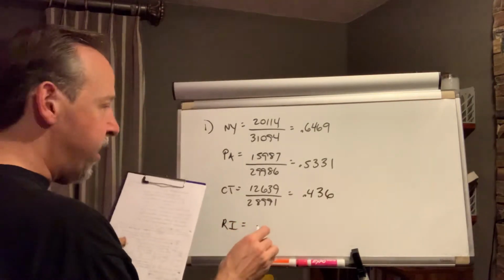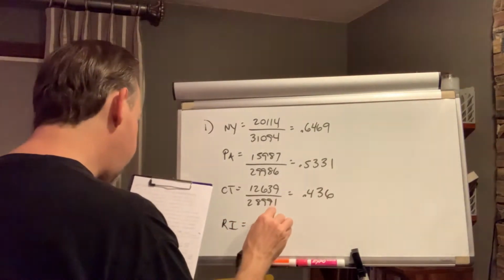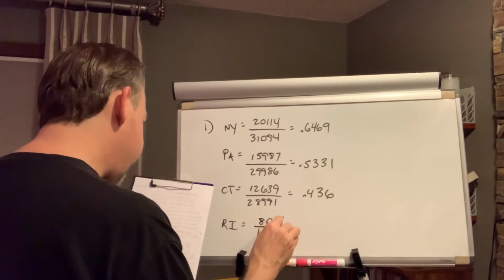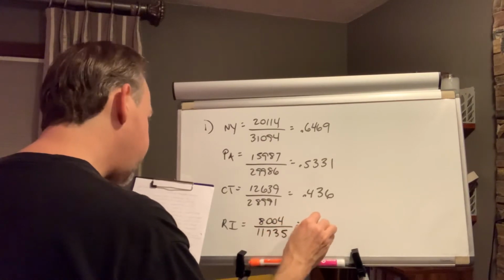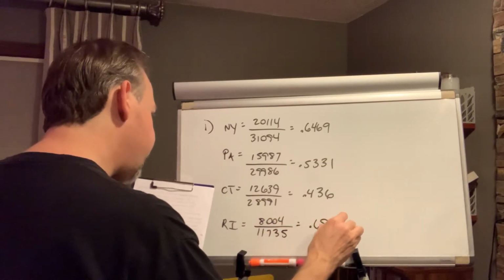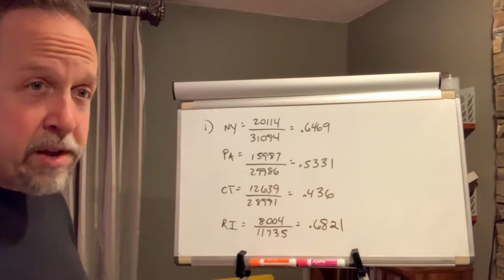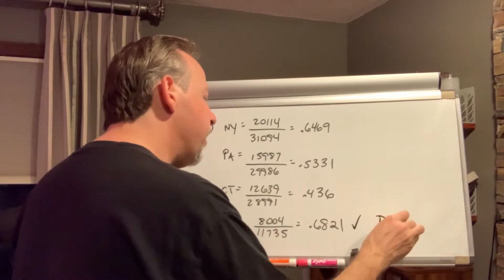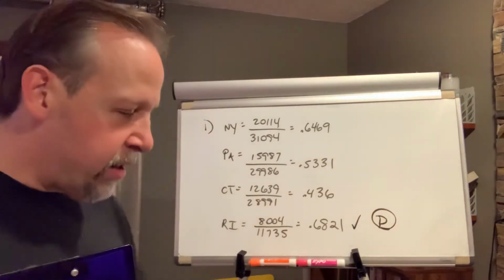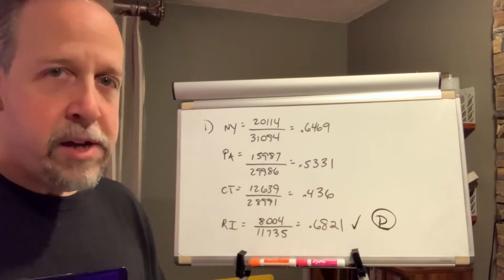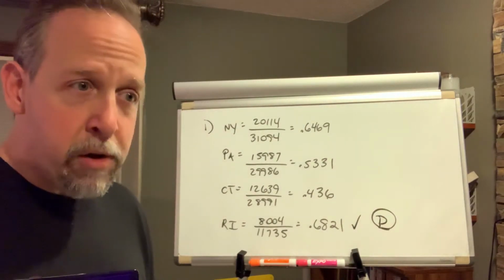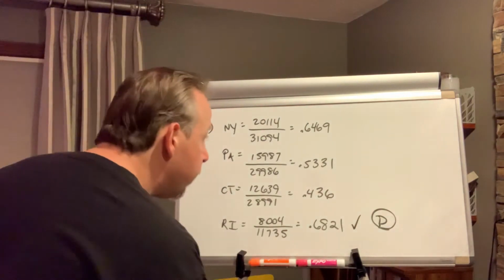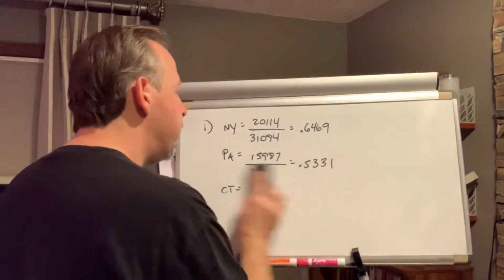Rhode Island is one of the smallest states in the nation. Only 8,004 people had passports, but we also only asked 11,735 people the question. And that's a proportion of 0.6821, which is actually the highest proportion of any of the states in our survey. So the answer is D, Rhode Island. Just because Rhode Island had the fewest people say yes doesn't mean that they have the lowest proportion. It all depends upon what the denominator is. Okay? Good. Number 1, done.